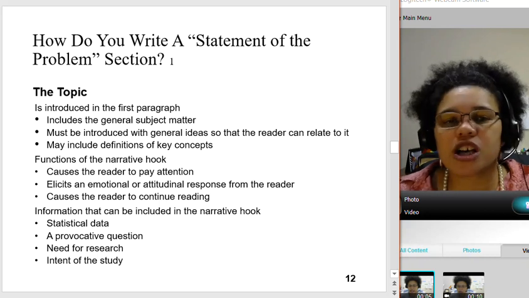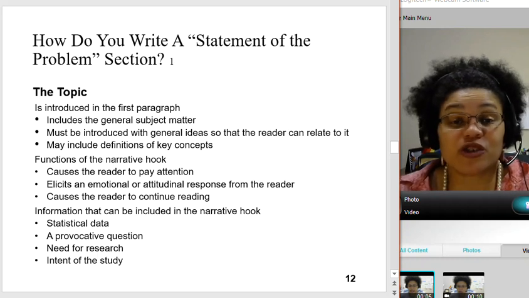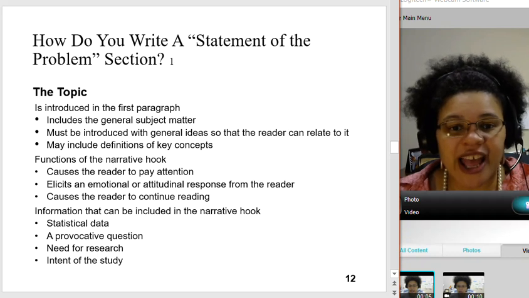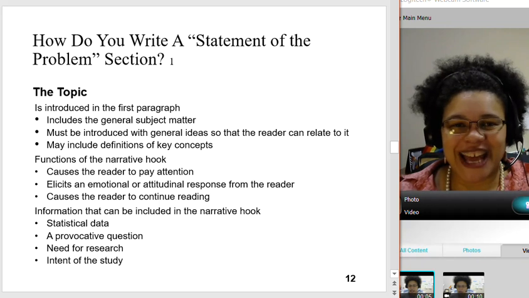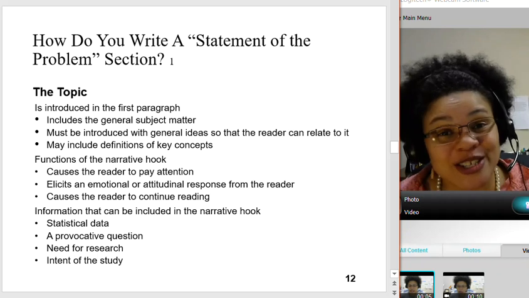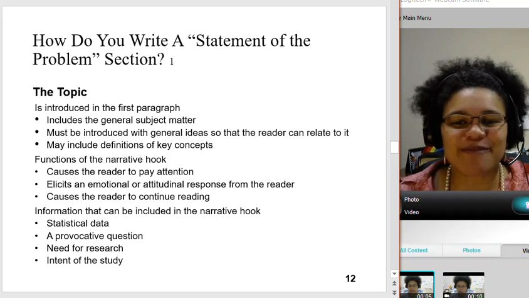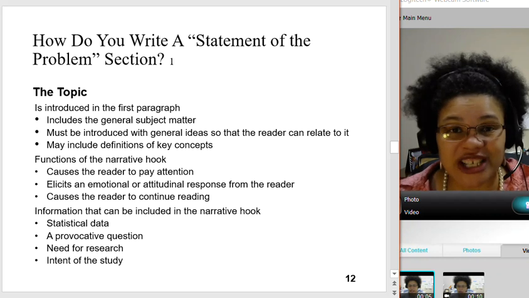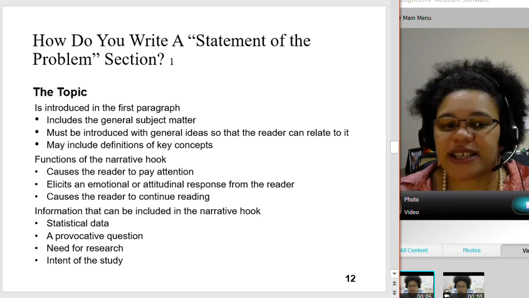There's a narrative hook to draw the reader in, right? We want to cause the reader to pay attention. We want to elicit an emotional or attitudinal response from the reader in order to cause the reader to continue reading our study, because not everyone likes reading research reports. So information that can be included in the narrative hook might be things like statistical data. It might be a provocative question. It might be something that highlights the need for research or describes the intent of the study.